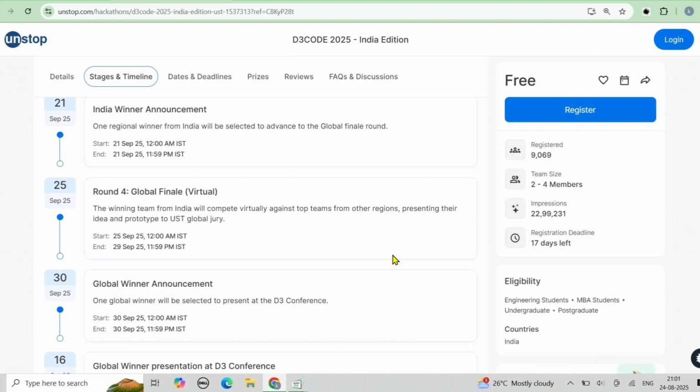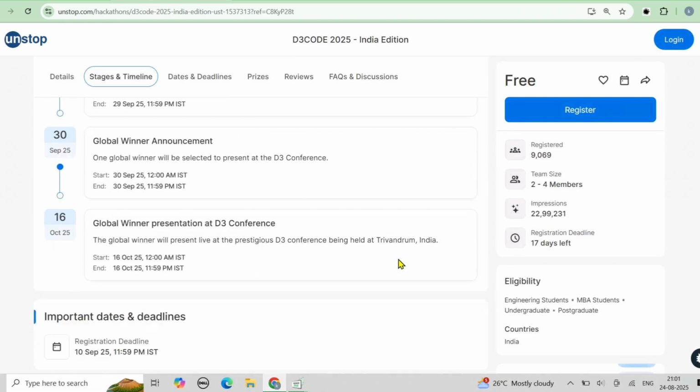And the fifth we have is the D3 conference. It is going to be held on October 16th. The global winners will be presenting their work live at the prestigious D3 conference, which is in Thiruvananthapuram, located in Kerala, in front of UST leaders, innovators and also professionals. So that's the complete journey of the D3CODE 2025.